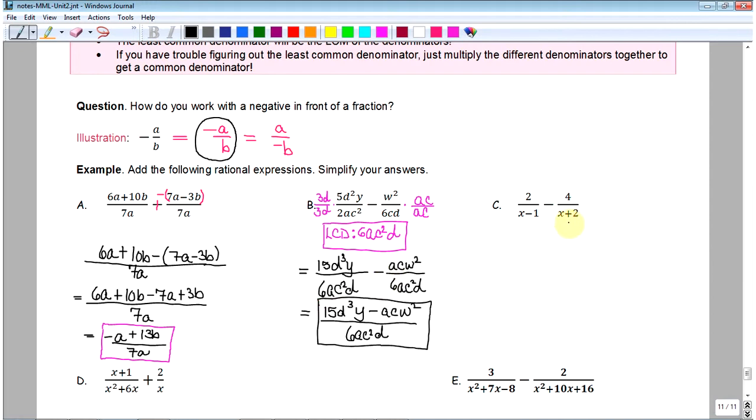For part C, we have an x minus 1 and an x plus 2. So to get my least common denominator, I'm going to multiply those together because neither of these can be factored, so they're both prime. So my least common denominator in this case will be their product, x minus 1 times x plus 2.